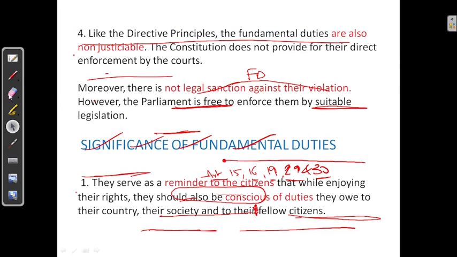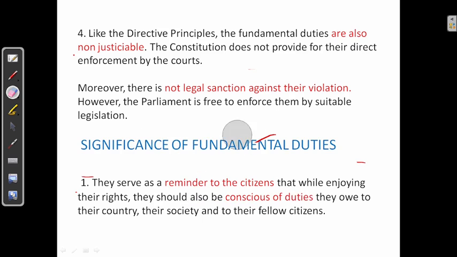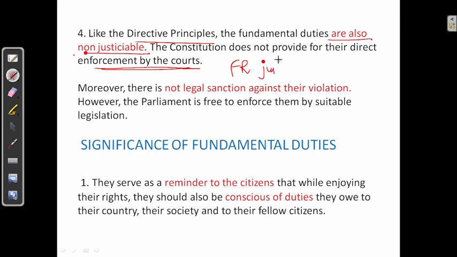Okay, next, like the DPSPs, fundamental duties are also non-justiciable. That means they are not enforceable by court. Constitution does not provide for the direct enforcement by the courts. Fundamental rights are justiciable, right? They are directly enforceable by courts.